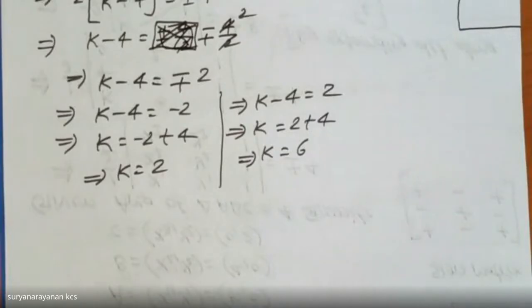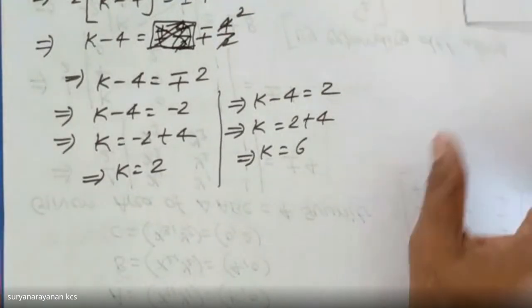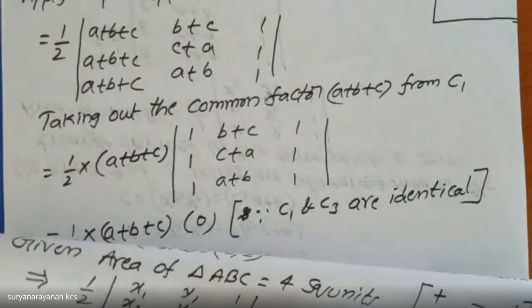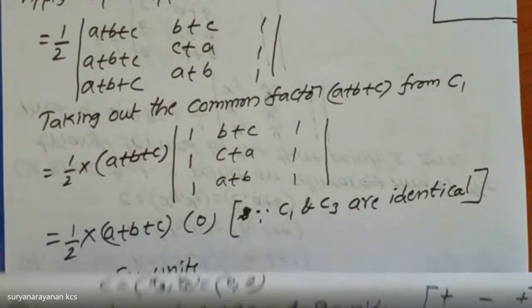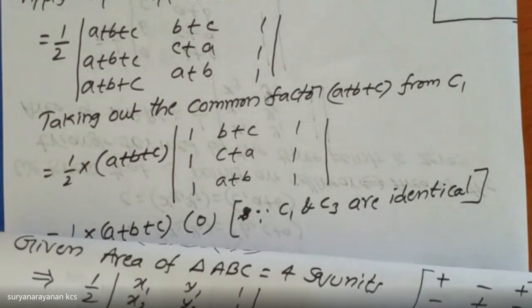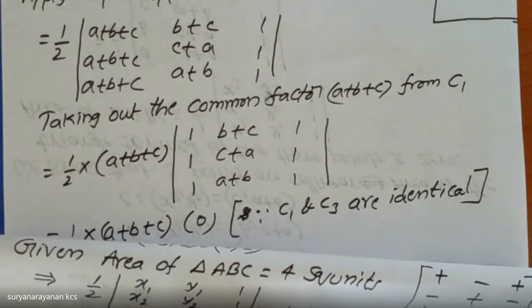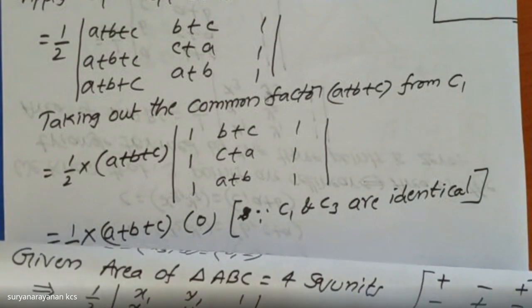Go through the solution one more time. What are the steps we have followed for finding the value of k? Here you should remember, you should take plus or minus. The area of the triangle is given. On our RHS, we have to write it as plus or minus. Please remember this point. Okay.